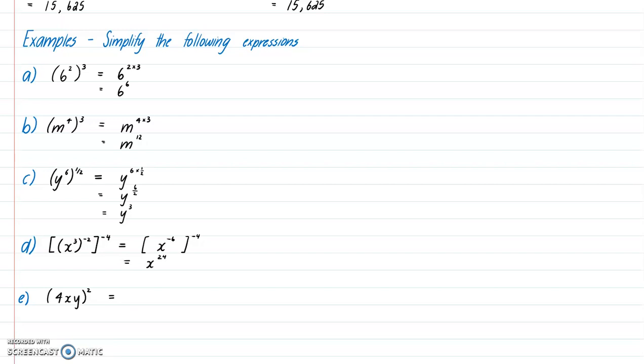And finally, let's have a look at E. Now, when I first introduced this rule, I said that the exponent on the outside, which in the case of E is 2, applies to each of the terms inside. So I'm going to rewrite this bracket by expanding and putting this 2 into each term. So this 2 goes to the y, to the x, and to the 4. So that's the same as saying 4 squared, x squared, y squared. And because we're simplifying it, we can evaluate that 4 squared is 16, x squared, y squared. And that is the second index law.